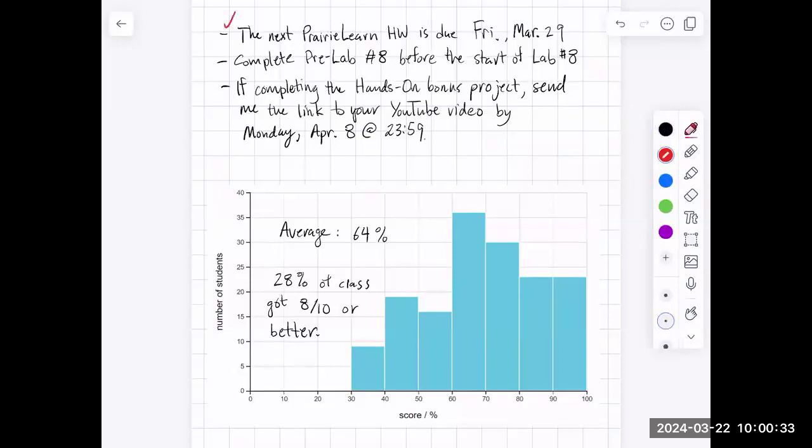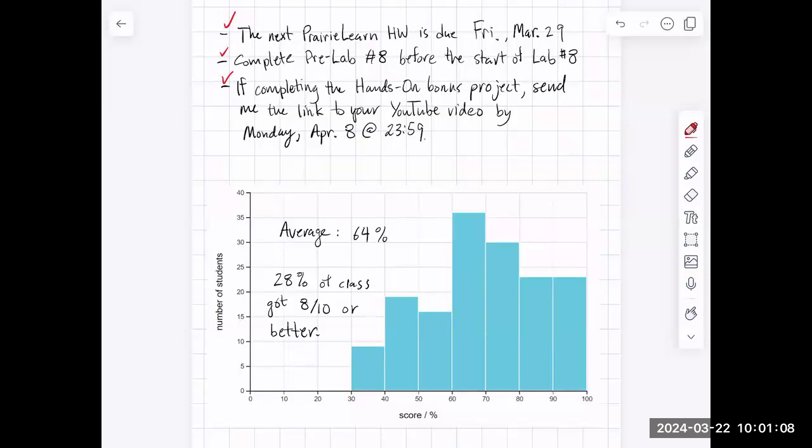The only other things are, I guess, two more. We're going to be doing the last lab next week. So lab 8 next week will be the last of the Phys 121 labs, and there is a pre-lab, so please get that done before your lab section. And if you signed up for the hands-on bonus project, this is just a reminder that you have to send me your YouTube link by April 8th. That's at the beginning of the last week of classes.